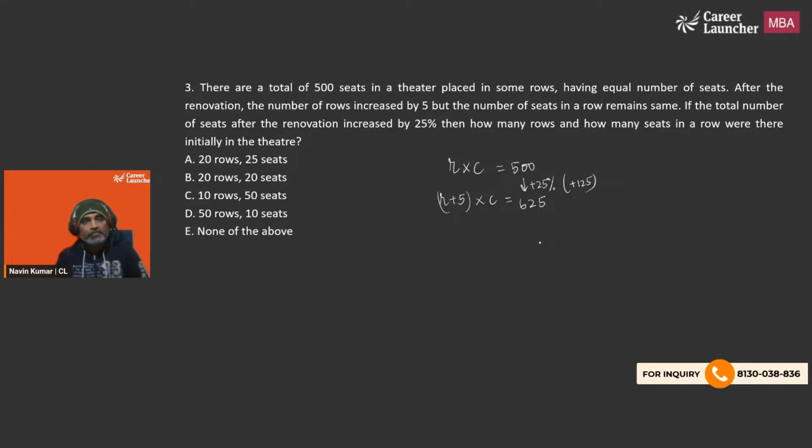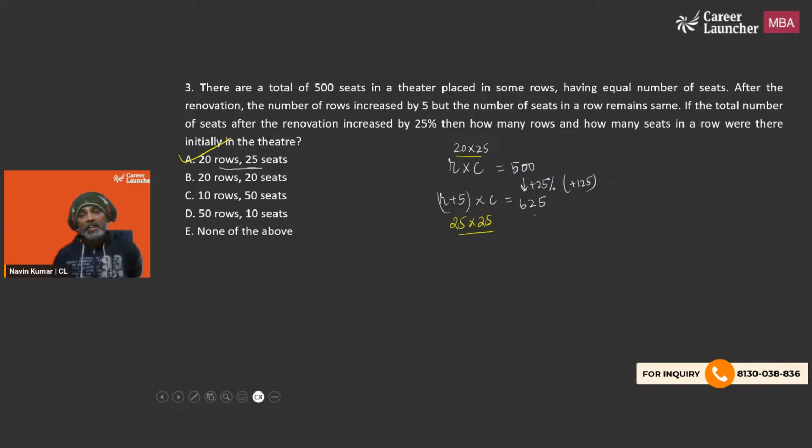Then how many rows and how many seats in a row were there initially in the theater? Okay, so we can use options, right? If I take the first option, 20 rows and 25 seats, then 20 into 25 is going to be 500. Perfect. Now 20 plus 5 is 25, C remains same, 25 into 25 is going to be 625. Perfect. This will be the answer.